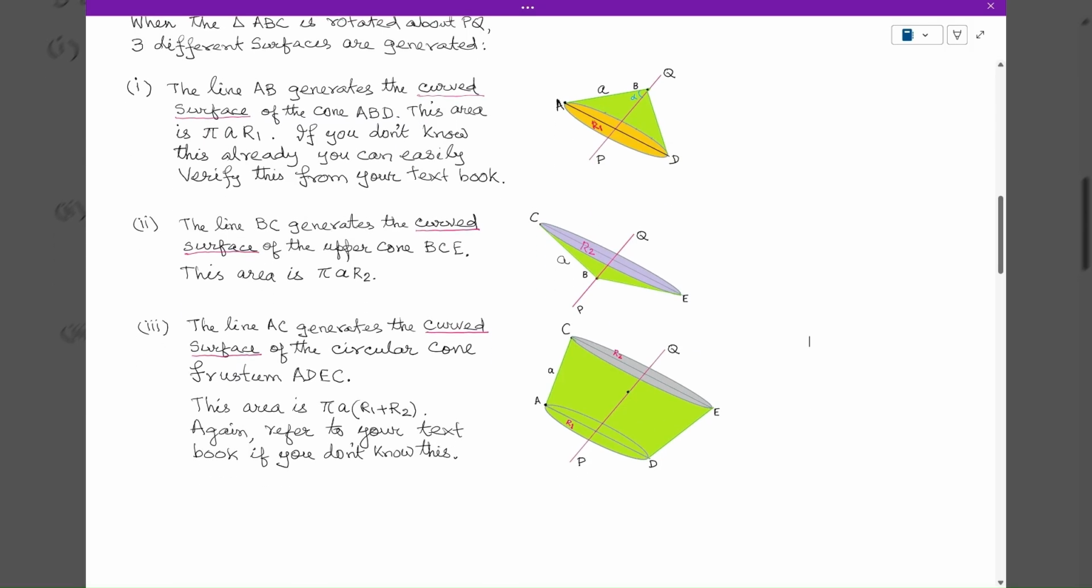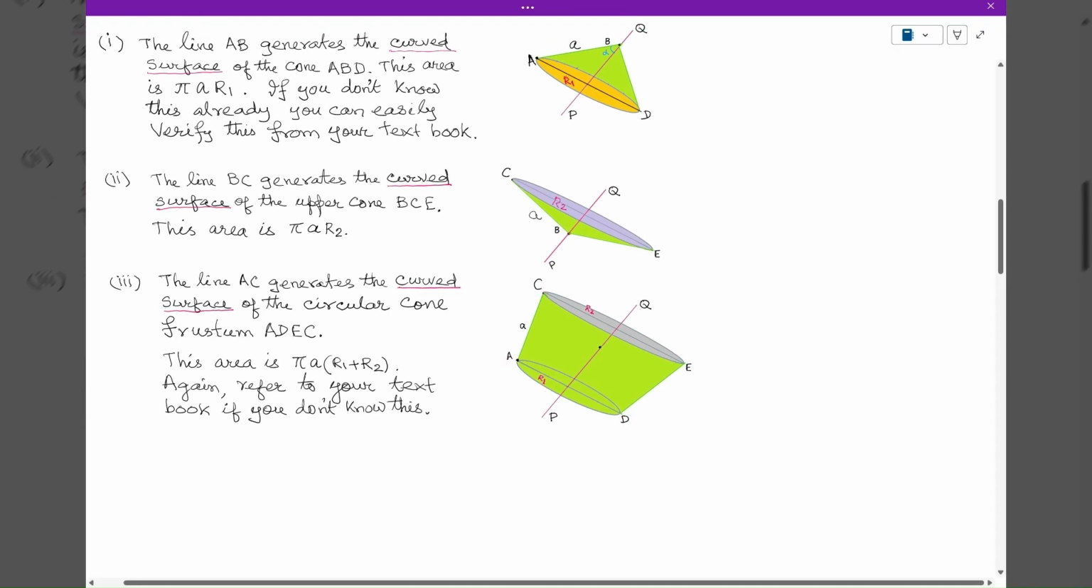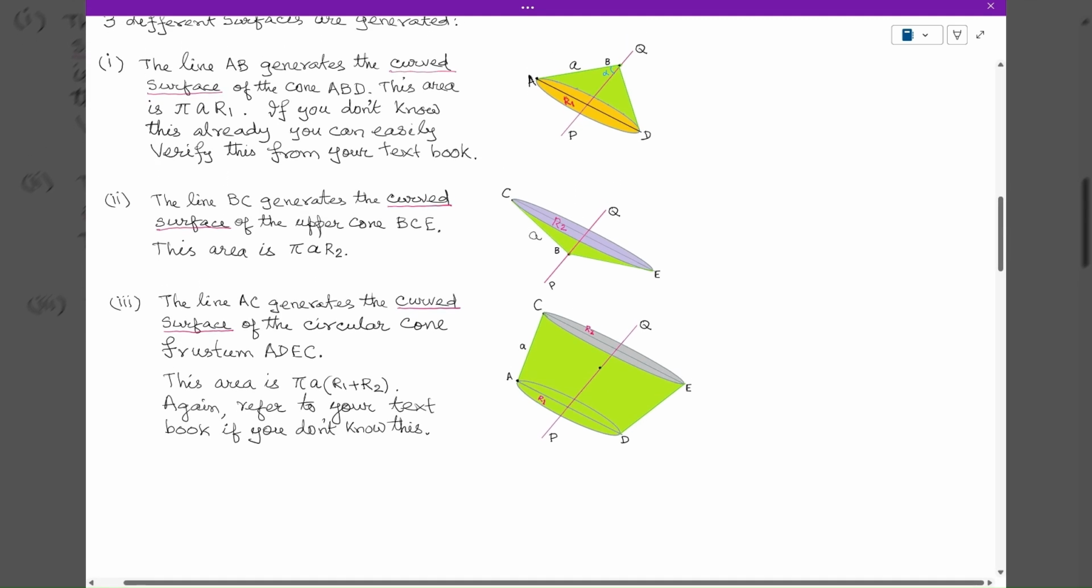Finally, the third area that is generated is when line AC is rotated about the axis PQ. Here it generates a solid which is like this. It is called a frustum, the frustum of a right circular cone. That is, this was the cone, a part of it has been taken out, and the remaining part is the frustum. The curved area of the frustum is given by pi a multiplied by r1 plus r2, where r1 is this and r2 is this radius. Again, this is a standard result. If you do not know this, please look it up in your geometry textbook.